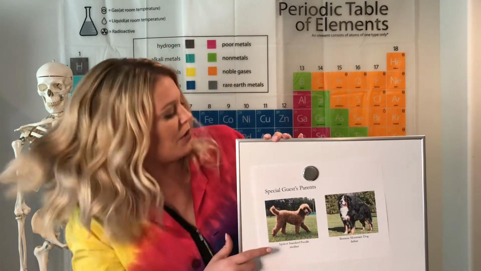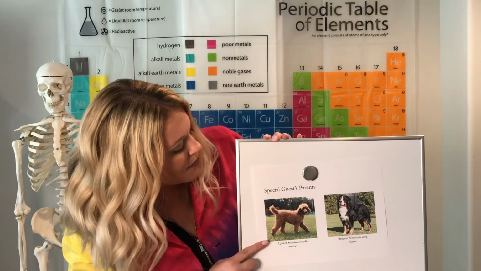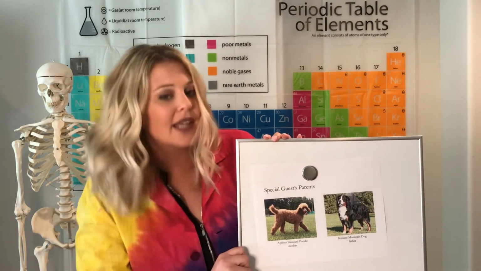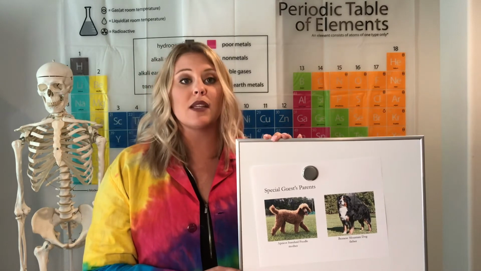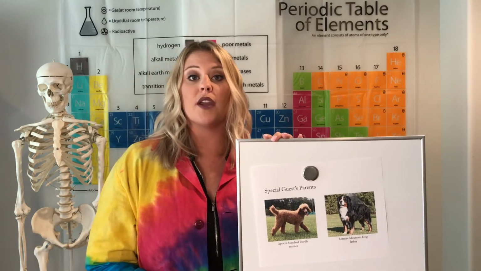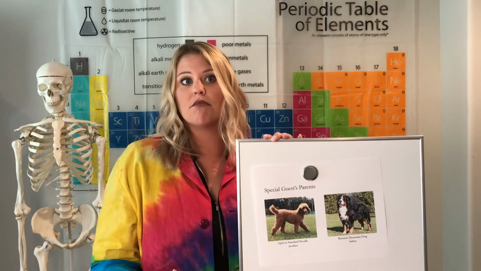We'll start with the poodle. So the poodle is Bella's mother. She's an apricot standard poodle. Standard just means that she's the biggest size of poodle there is, the normal size.